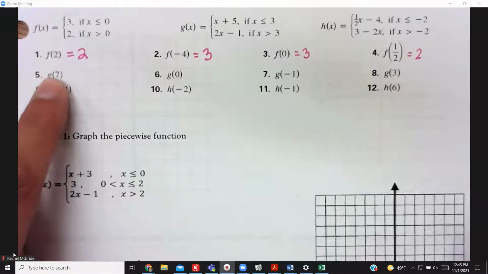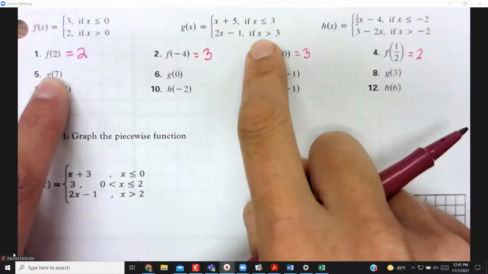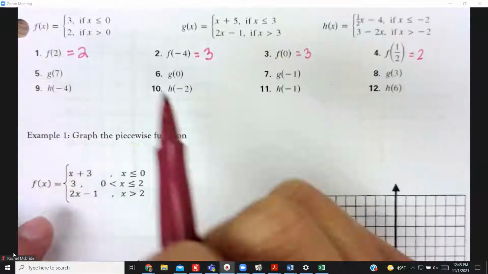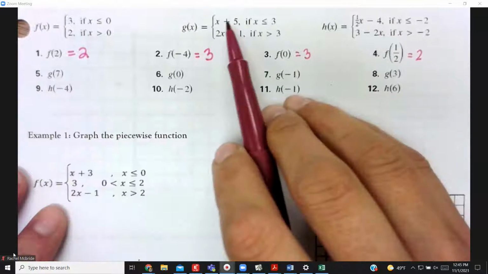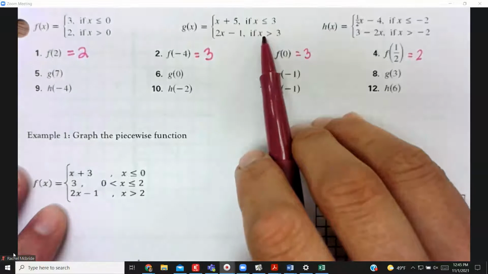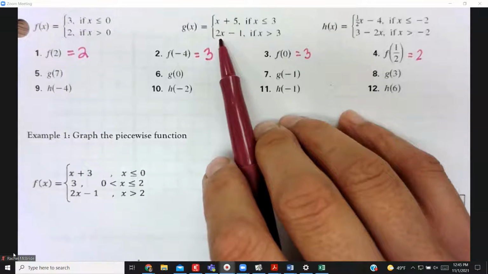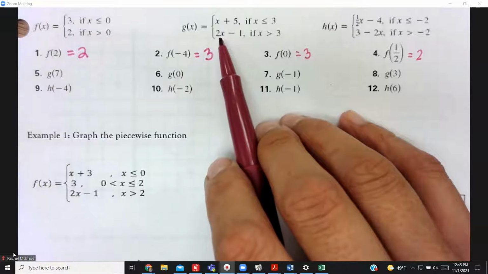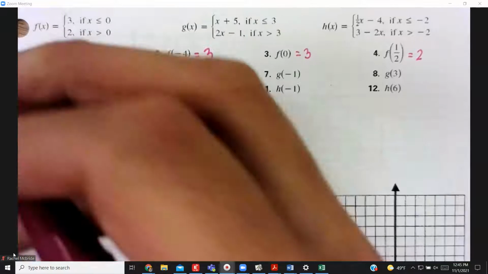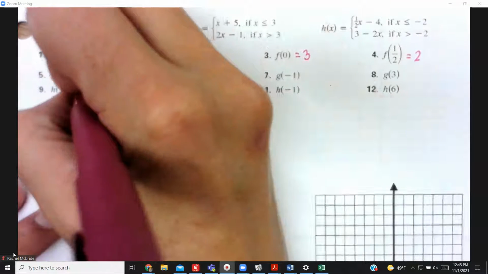For the next row, we're using the middle function for g. So again, you have to determine, okay, g of 7. 7 is greater than 3. Therefore, I plug 7 into the bottom equation. So 2 times 7 is 14 minus 1 is 13.